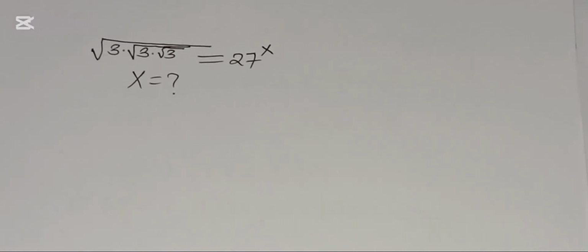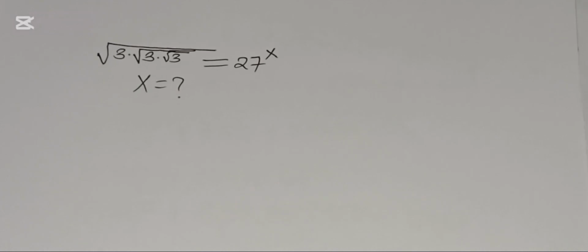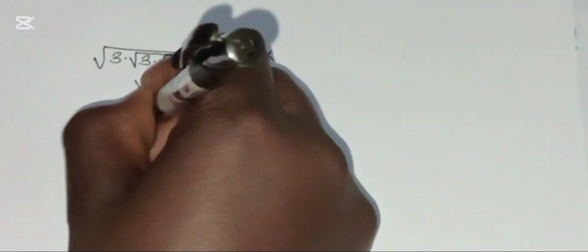What is the value of x given that the square root of 3 multiplying by square root of 3 multiplying by square root of 3 is equal to 27 raised to power x? So what is the value of x? Solution to this problem.